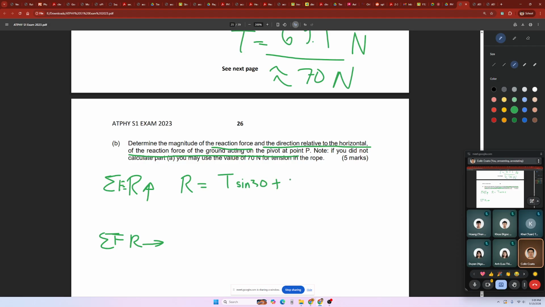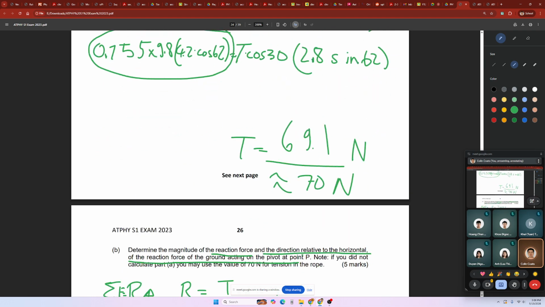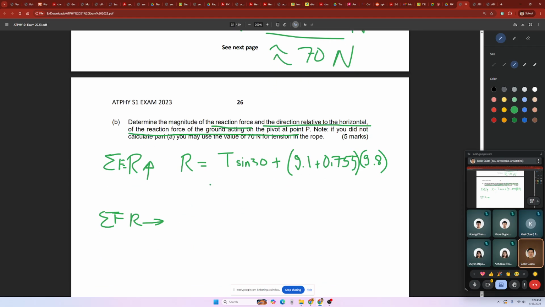We know the flagpole is 9.1, and we know the flag itself is 0.75. And you know, those two can be added together. You can skip a step there if you wish. 9.1 plus 0.75. Because they're both weight forces, what I can do is just add the masses together and then multiply by 9.8. And there is all our vertical ones.